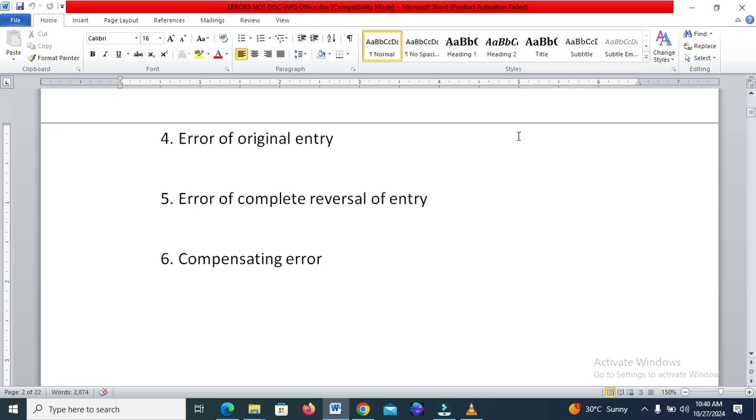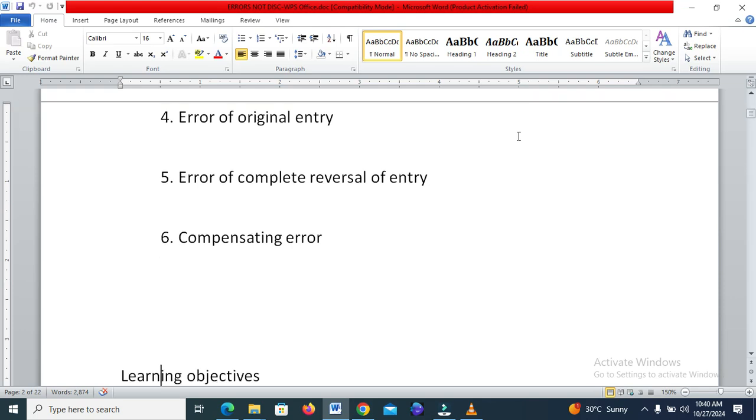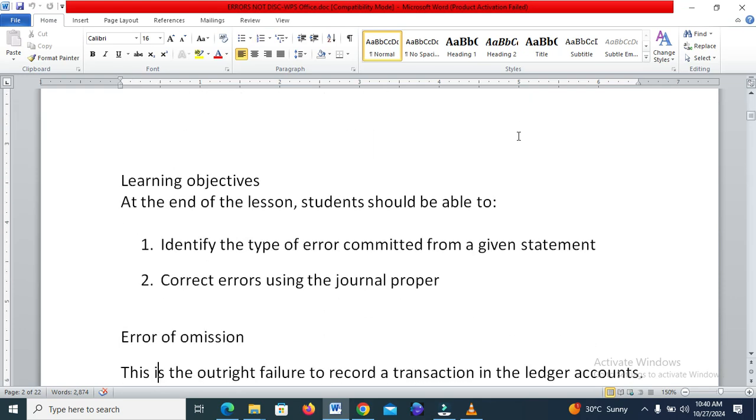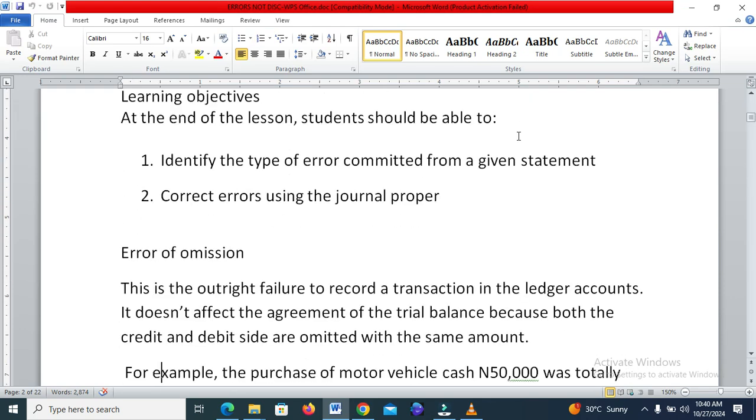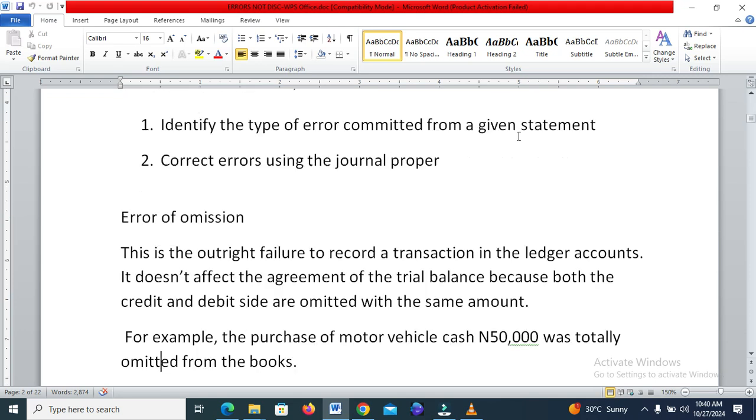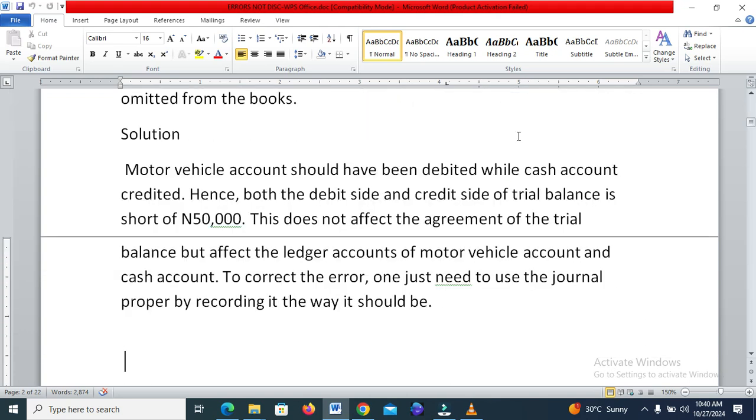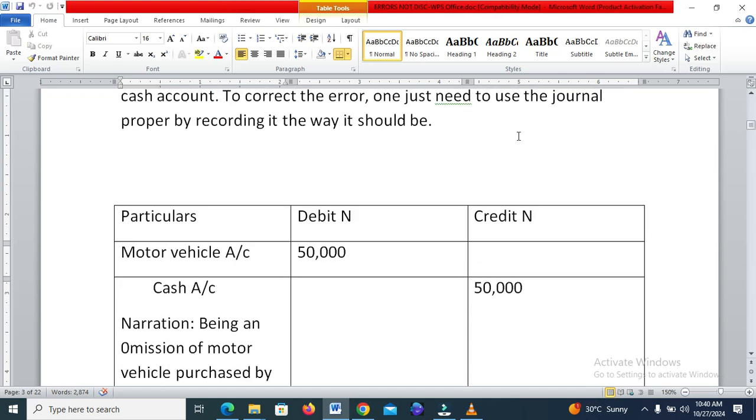I gave you examples of error of omission, that when there is a complete omission of a transaction, it was not recorded at all. That is error of omission. And I also gave you what error of commission is. That's error that involves recording into the wrong personal account. Example, Moses's account was recorded into Musa's account, or Bola's account was recorded as Bala's account. That's an error of commission. I gave you all the insights.